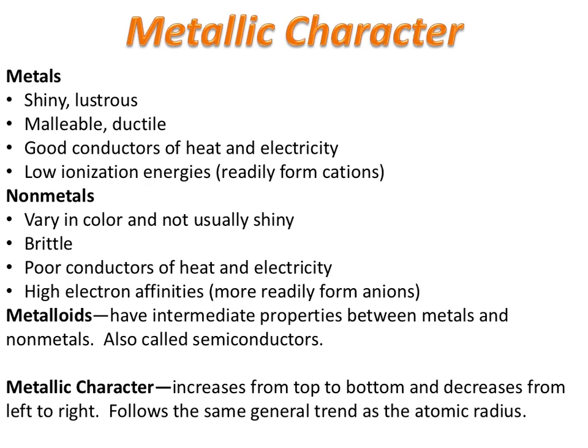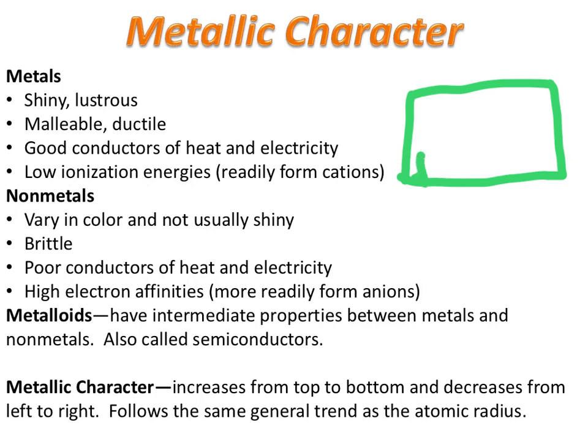Metallic character increases from the top to the bottom and decreases from left to right, giving us a trend if we were to again look at the periodic table. The greatest metallic character is here in the lower left. Going to the upper right, it's the least. So metallic character goes down as you go up and across the periodic table.